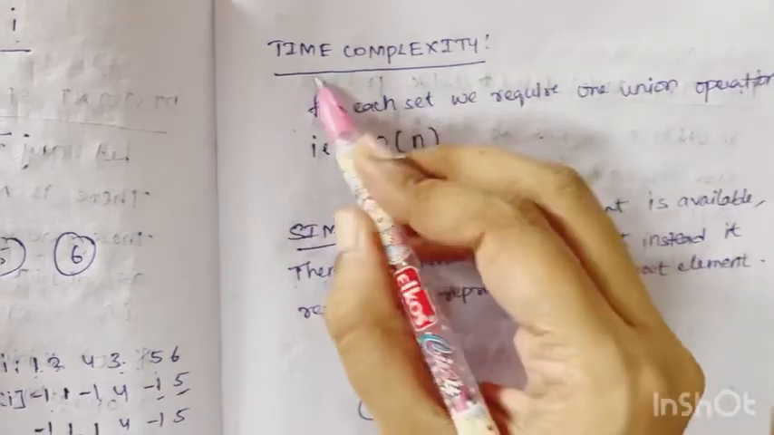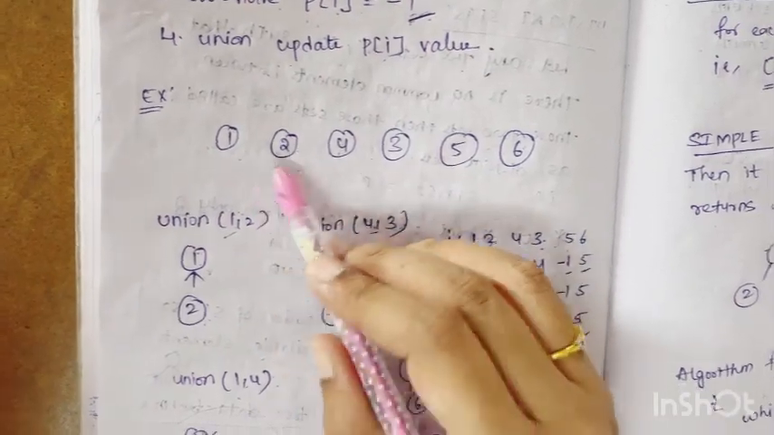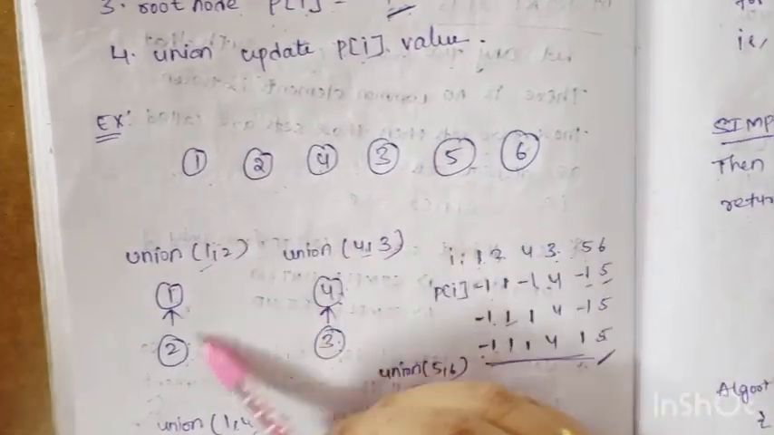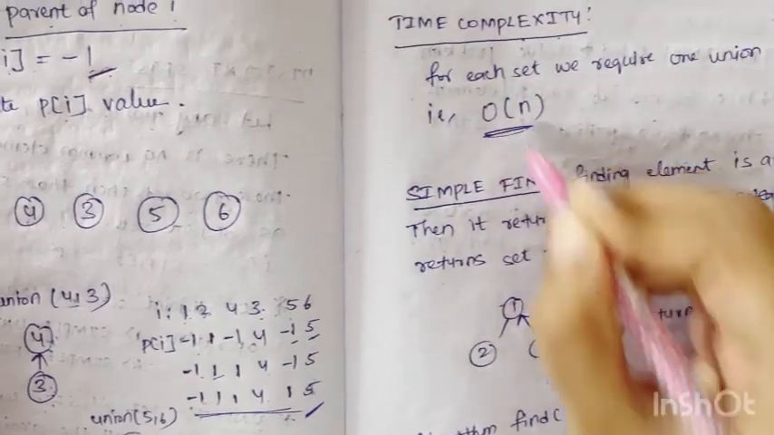So how to find the time complexity? In each and every step we are performing only one operation. For each and every set of union we are performing one union operation. Here also one union, here also one union. So the time complexity will become big O of n.